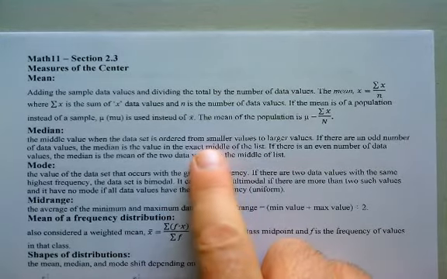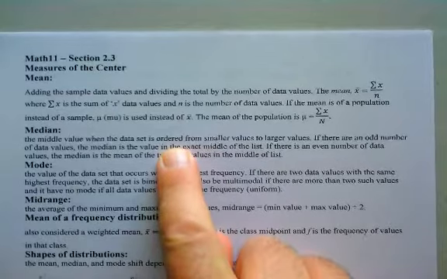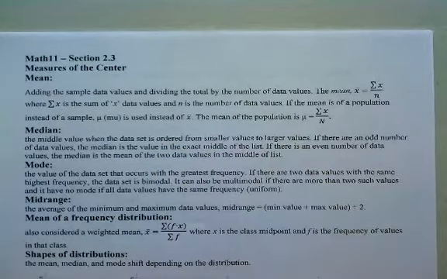Median, the key is that we have to go in an ordered set from the smallest to the largest. Now, if there's an odd number of data values, then the median is the exact middle value. So, for example, if there were 7 total values in your data set, the 4th one would be the middle because there would be 3 values in the data set that were less than that and 3 values that would be greater than that. However, if there is an even number of data values, the median is the average or the mean of the 2 data values that would be in the middle. And we'll go over some examples of this in a moment.